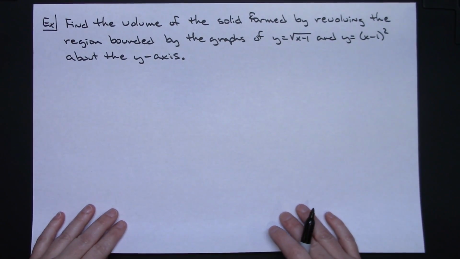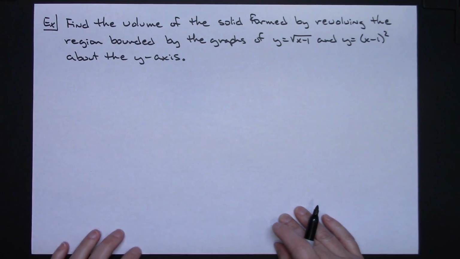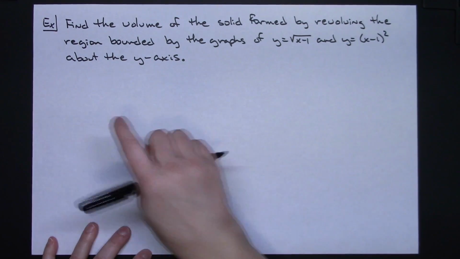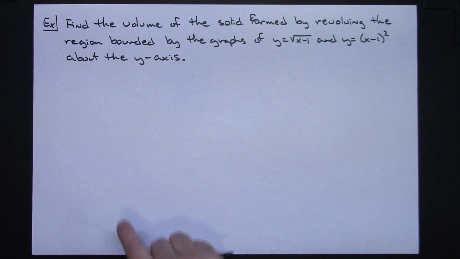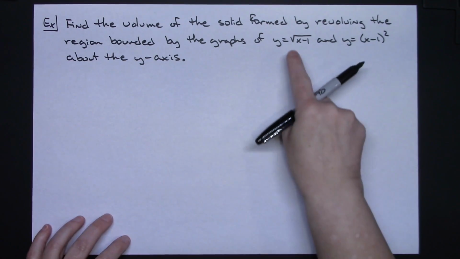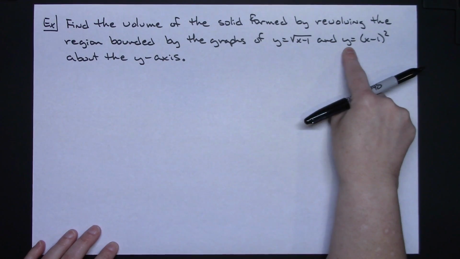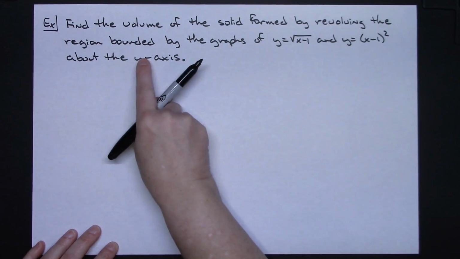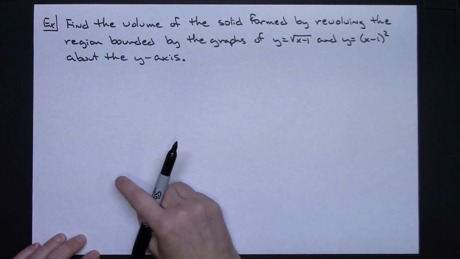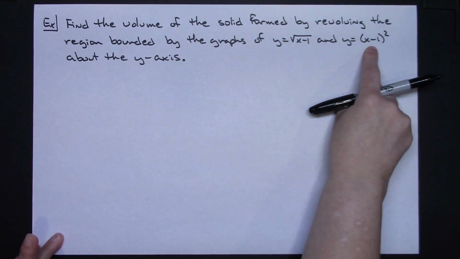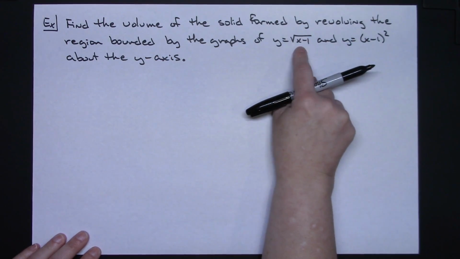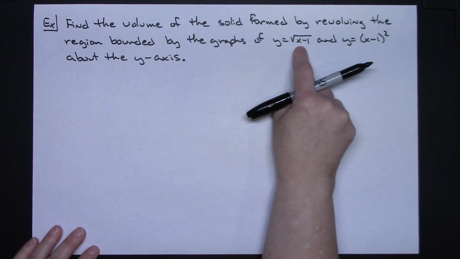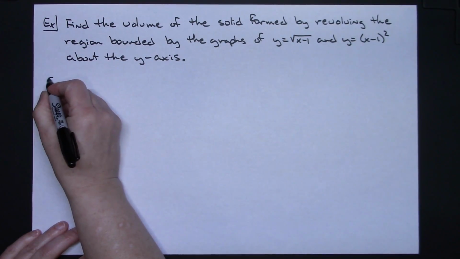The second example will be a little more involved because of what we're going to revolve around. In this example it says, find the volume of the solid formed by revolving the region bounded by the graphs of y equals square root of x minus 1 and y equals x minus 1 quantity squared about the y-axis. Again, these equations are in terms of x, but I'm going around the y-axis. So that means if I plan on using washer, I'm going to need to convert these into equations in terms of y. But let's start with our sketch.